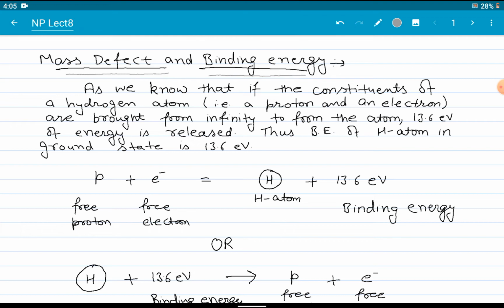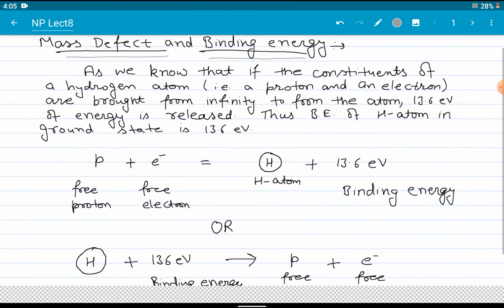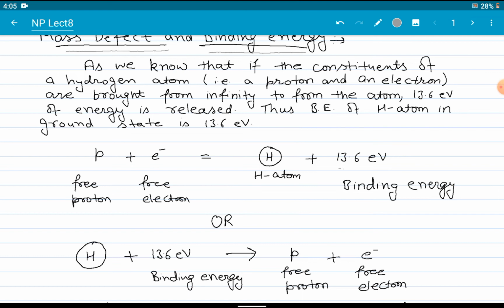Students, we already know about the binding energy of a hydrogen atom. When a proton and an electron are brought together to form a hydrogen atom, an amount of energy equal to 13.6 electron volts is released. When a proton and electron combine to form a hydrogen atom, this much energy is released.